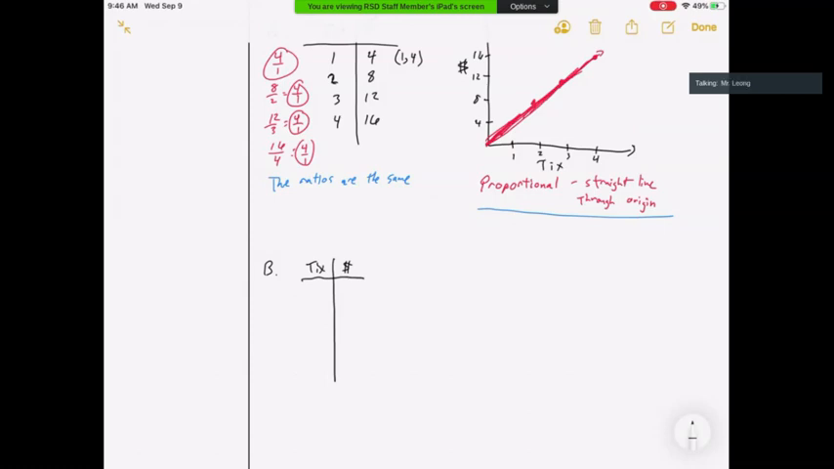So again, if you buy 1 ticket, it's $4. 2 tickets, $8. 3 tickets, $12. 4 tickets, it's $16. Same as before.